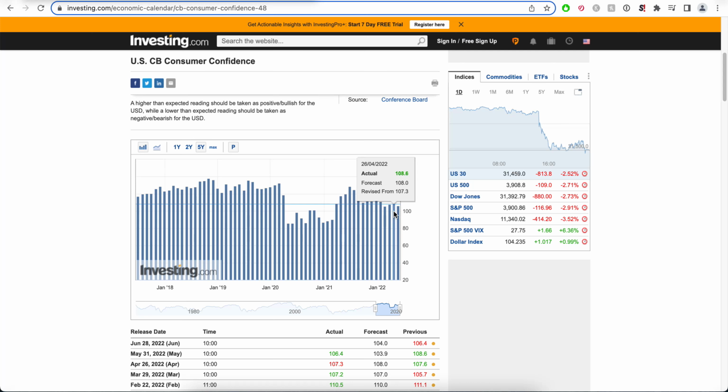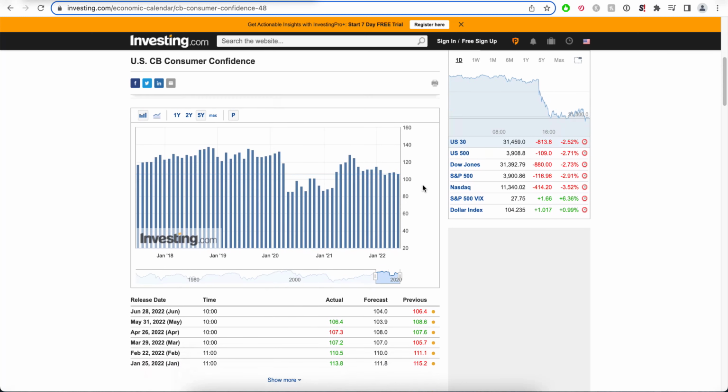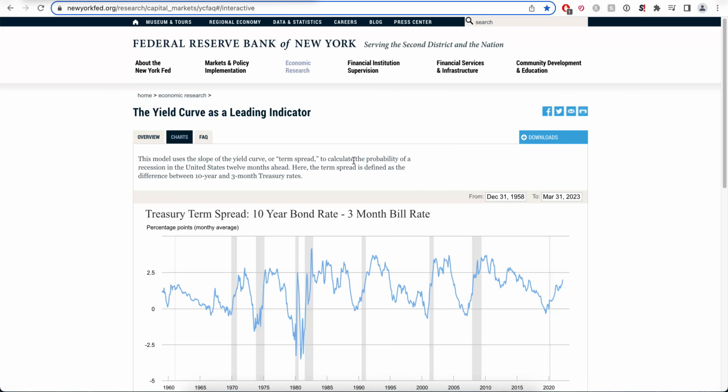And the thing is, you'll see here the actual is 108.6, forecast was a little bit lower over here, and again actual is a little bit higher than the forecast. So the forecasts supposedly were a little bit lower for the most part than what actually happened, but still we're noticing a little bit of a decline in terms of consumer confidence here, and that's obviously a very, very bad thing.